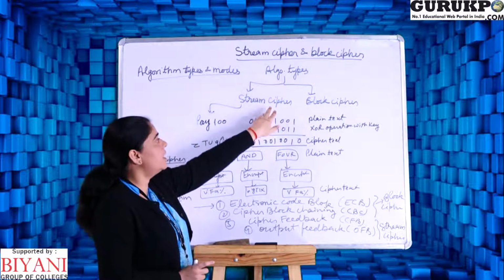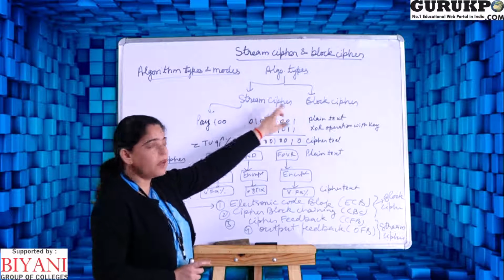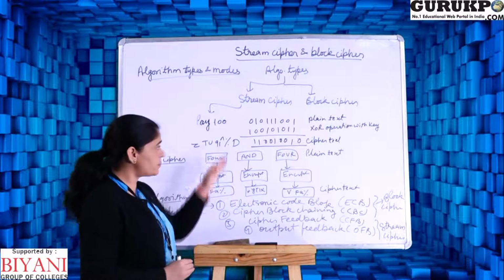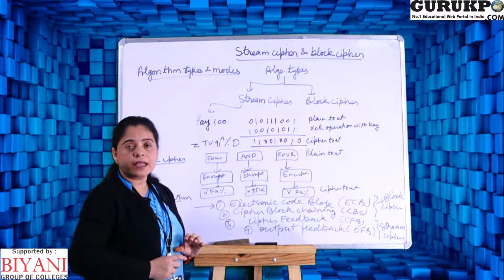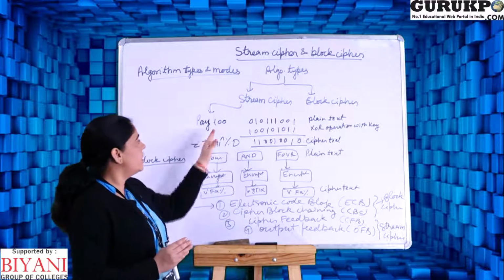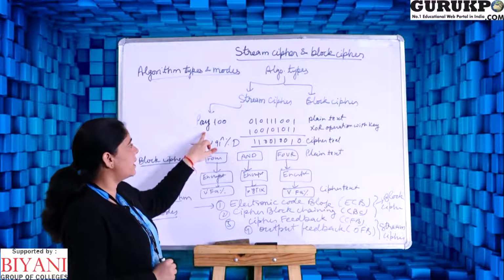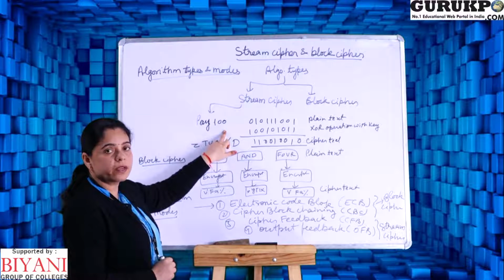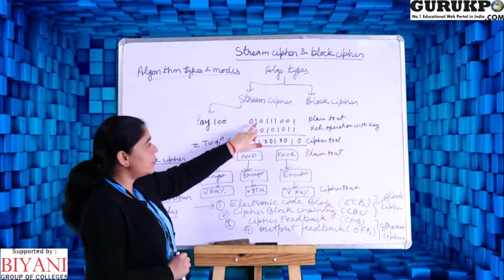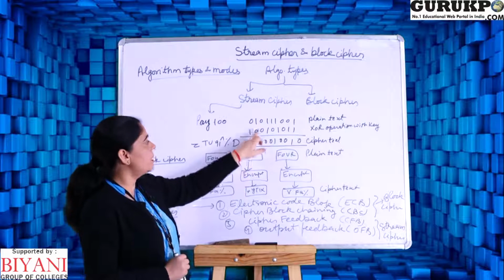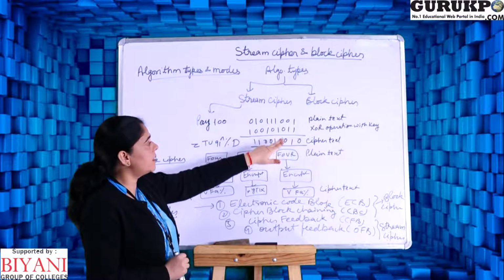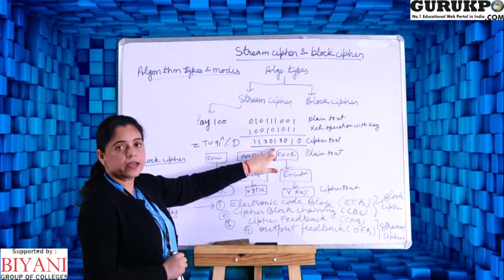Algorithm types, basically these are two types, stream cipher and the block cipher. When we talk about the stream cipher, it means we are encrypting our plain text 1 byte at a time. Here is one example. Suppose this is a plain text, pay 100. First we will convert this plain text into the binary form and we will XOR this plain text with the secret key 1001. Suppose this is the example of the secret key. We will XOR plain text and the key, and we will get the output, that is the cipher text.